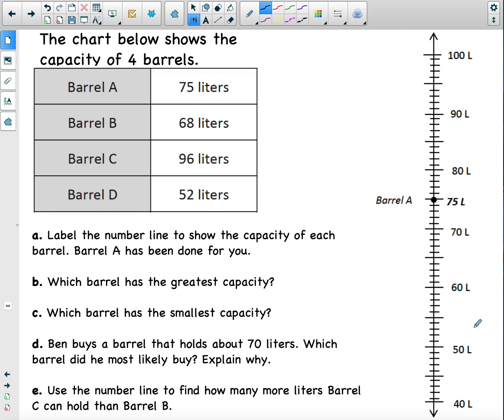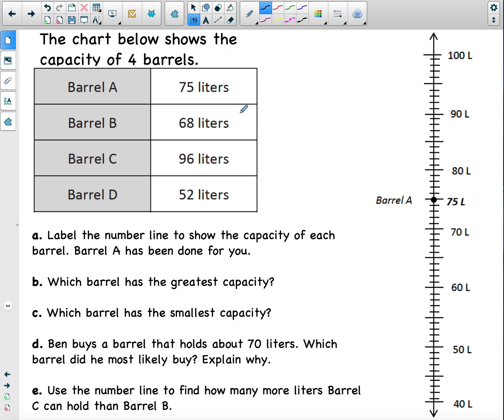So I noticed that it's counting up by tens, 40, 50, 60, 70, 80, 90, 100. And for 75, they placed it right in between 80 and 70 on the second long line. So there's long lines every 10. And in between each 10, there's another longer line. And that represents 5 because each of these little marks represent 1. 51, 52, 53, 54, 55, 56, 57, 58, 59, 60.